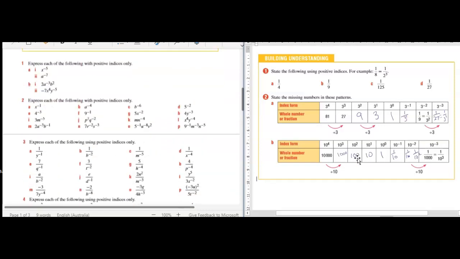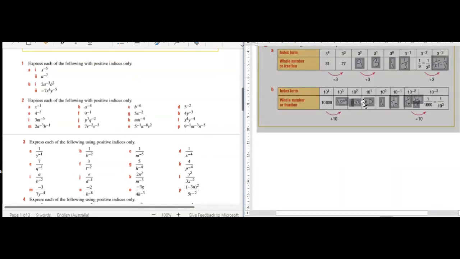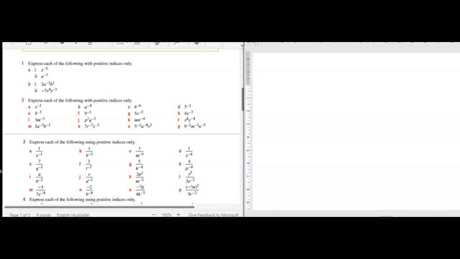Okay, so let's do some questions together. I might get rid of that just so we've got the space on the page. Question 1, let's start off with a nice easy one, because fractional indices can be quite difficult. If there was a coefficient here, we'd have to deal with that, but there isn't. So it's just going to be 1 over x, and we change this negative power into a positive. So it's just 1 over x to the power of 5.